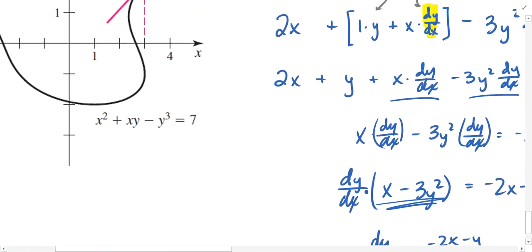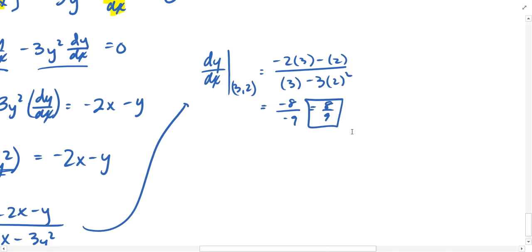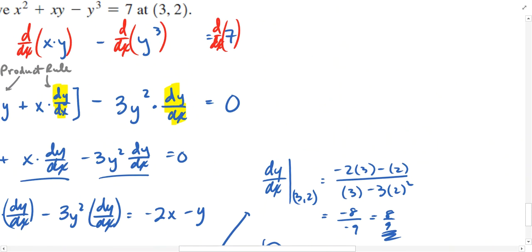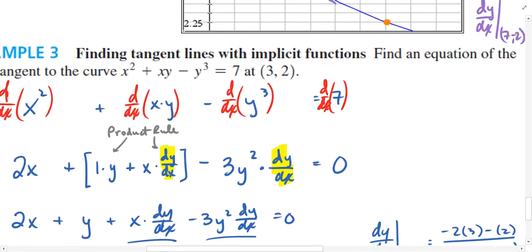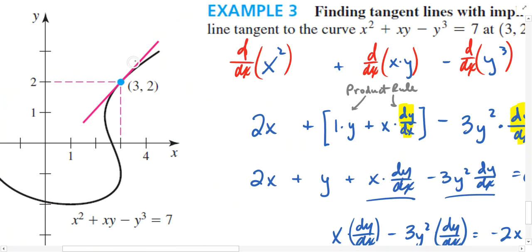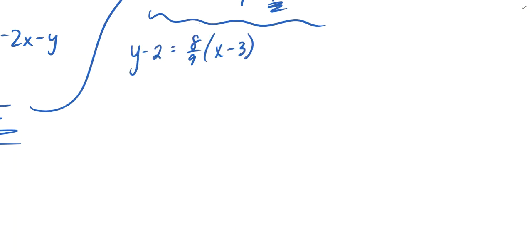So again, I predicted that the slope was about 1 just by looking at the scales here, and 8/9 is awfully close to 1. But we're still not quite finished yet. This problem asked for the equation of the tangent line, not just the slope, but the actual equation of the line. So let's go ahead and figure out the rest. We've got the slope, we've got the point. Let's go ahead and generate the equation. So by using the point-slope formula, we've got y minus 2 equals 8/9 times the quantity x minus 3.